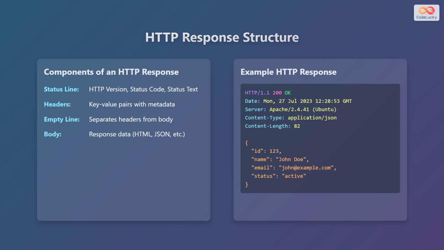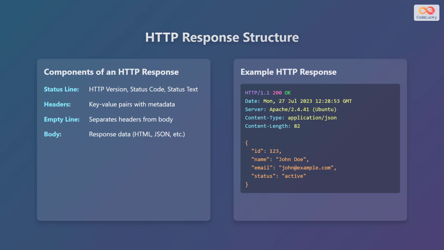Now, let's turn our attention to the structure of an HTTP response. An HTTP response also has four main components: the status line, headers, an empty line, and the body. The status line includes the HTTP version, a status code indicating the outcome of the request, and a status text providing a brief description of the status code. Headers, as in the request, are key value pairs offering metadata about the response. An empty line separates the headers from the body. The body contains the actual response data, which could be HTML, JSON, or other formats.